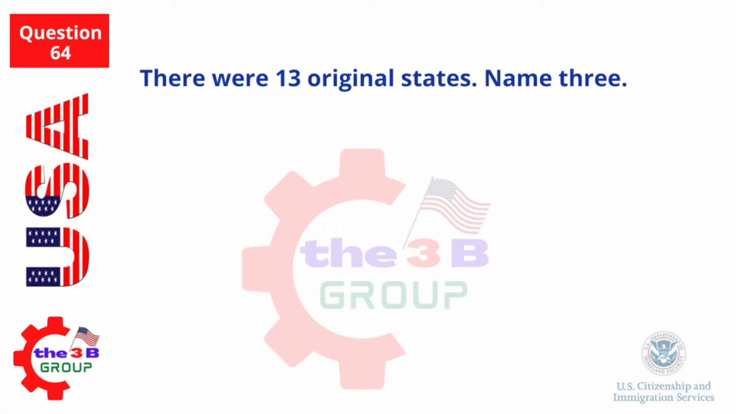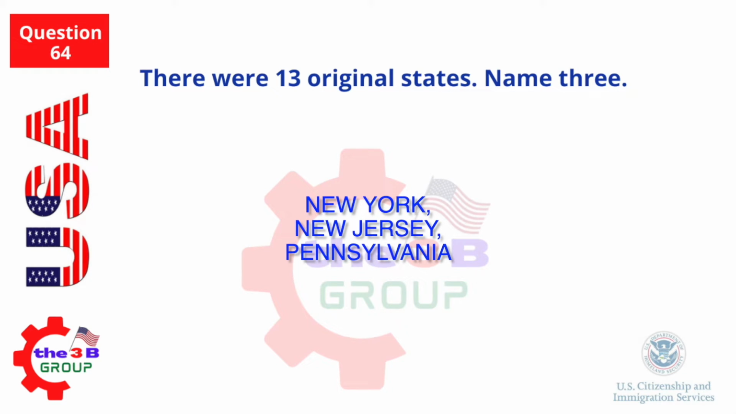There were 13 original states. Name 3. New York, New Jersey, Pennsylvania.